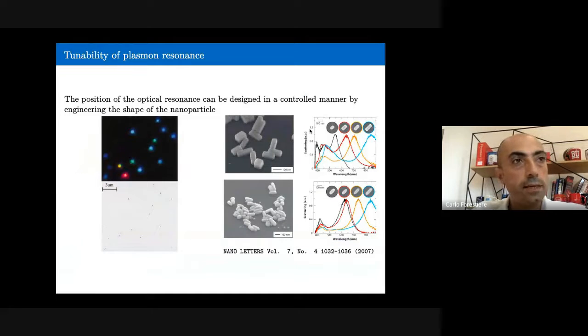But these resonances can be tunable. In particular, if we change the shape of the nanoparticle, so not a sphere anymore but an arbitrary shape, for instance a rod, by changing the aspect ratio of this rod it's possible to shift the resonance and so engineer the resonance position of the plasmon.